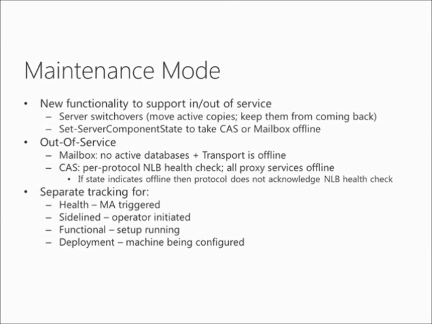Maintenance mode properly takes the server out of the equation and allows the rest of the servers in the Exchange environment to be aware. A mailbox server in maintenance mode moves all the active database copies to another server and prevents them being moved back again, and takes the transport components offline. A CAS server in maintenance mode stops proxying or servicing clients.